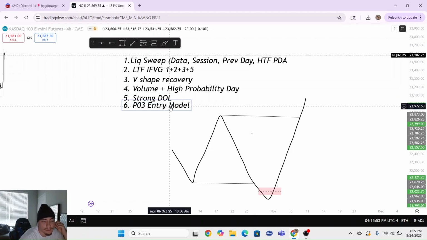And number 6 is the most slept-on part of everything: the PO3 entry model. So whenever the new 4-hour opens, let's say 10 a.m., we get our new 4-hour in the New York AM session macro. Boom. There's been multiple times I've watched this play out exactly. We push down at 10:03, we inverse, we shoot. The new 4-hour just runs.